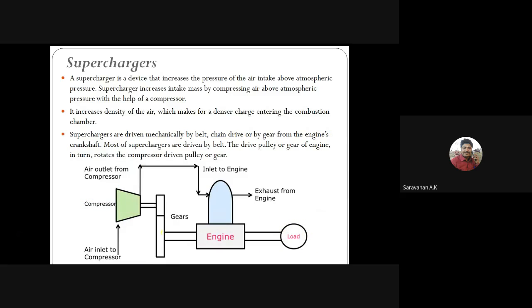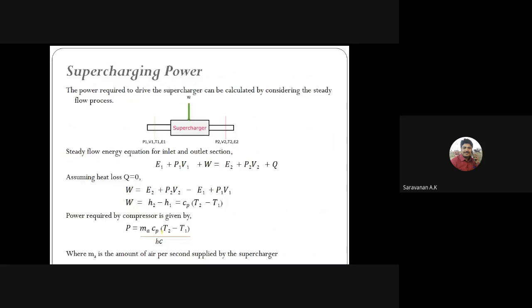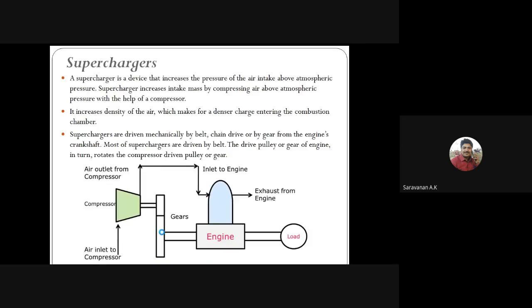Okay, right? Then we can see, you will be clear in this slide, right? How the superchargers work, is it clear?